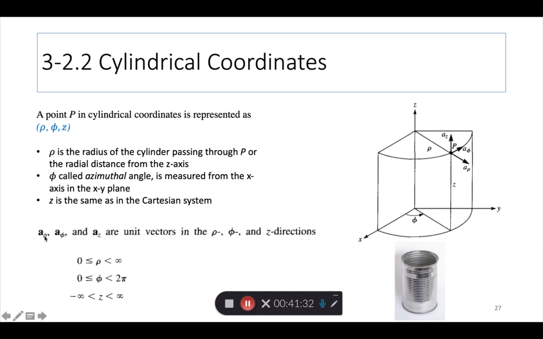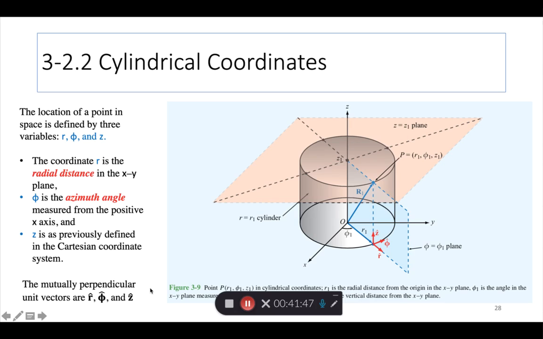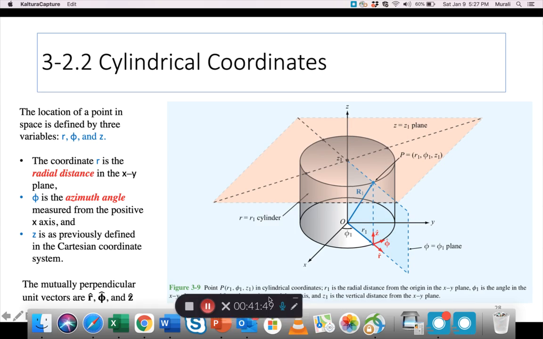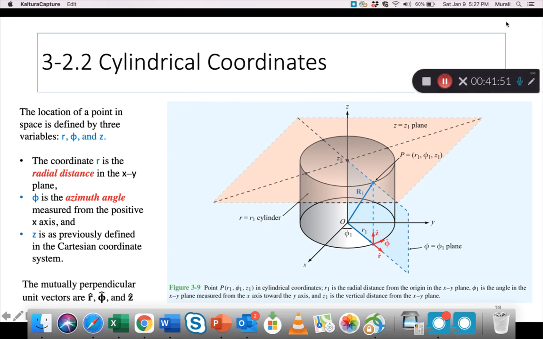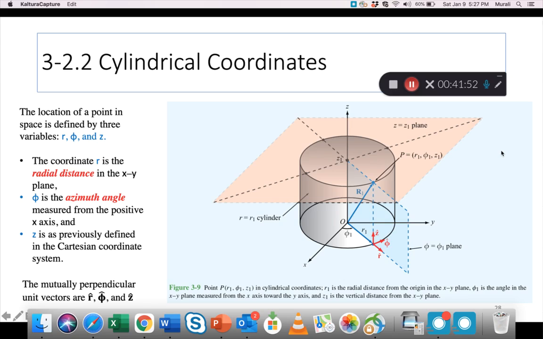Okay? So, a rho, a phi, a z are unit vectors in the rho, phi, z directions. And here's the values that the rho, phi and z can take. Alright, so that was one way to introduce you to this coordinate system. Here is what is in our textbook.